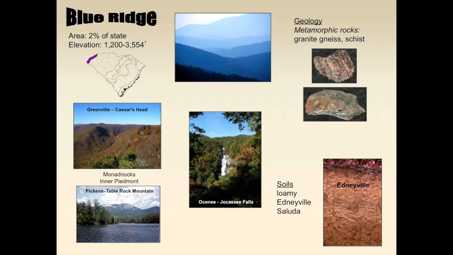But the soils, a typical soil over here is called an Edneyville, and that is a soil series. We'll talk a little bit about soil series later on, but soils have names. There are about 17,000 different named soil series in the country. But you can see the parent material and the relief in the Blue Ridge are quite unique.